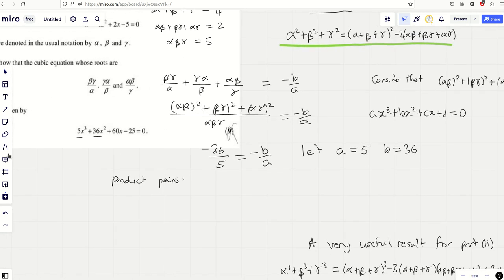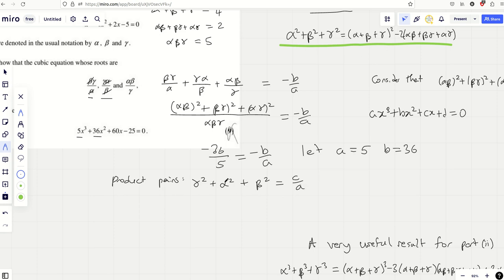Okay, the product pairs, we're going to be doing that one times that one. Well, they will cancel and they will cancel, leaving just gamma squared. And then we're going to be doing that one times that one, and guess what? That leaves alpha squared. Is it alpha squared? Yeah. And then the last one, we're going to be doing that one times that one, and that leaves beta squared. So the product pairs actually end up with gamma squared plus alpha squared plus beta squared, and that is supposed to be equal to c over a.